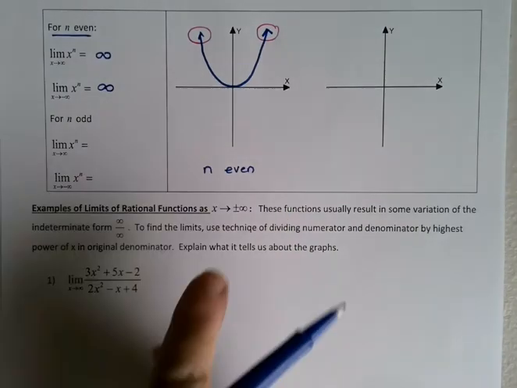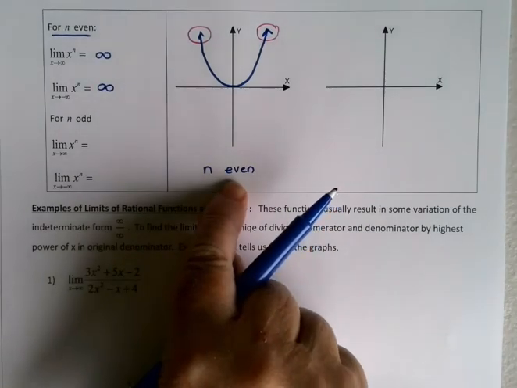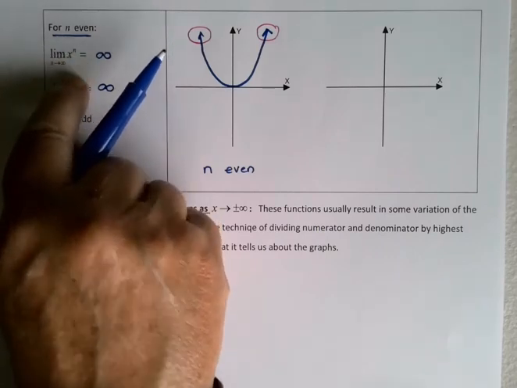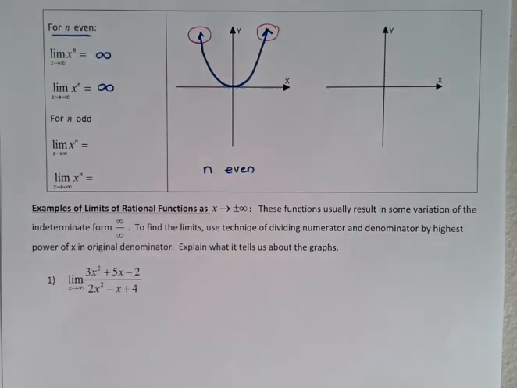And that makes sense, right? If it's an even number, it doesn't matter whether we start with a positive or a negative. An even power is going to result in a positive limit.